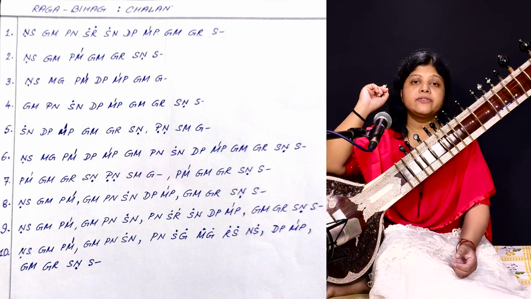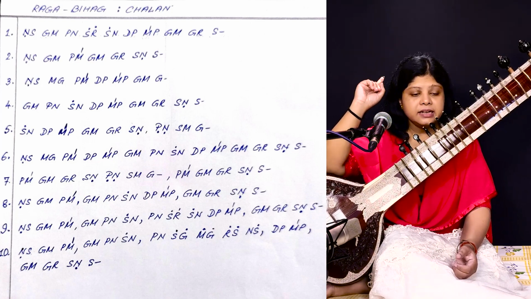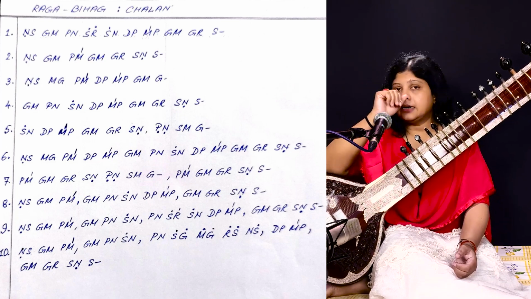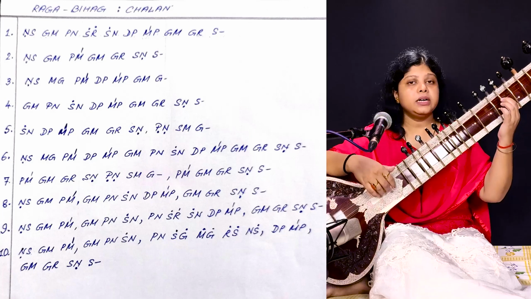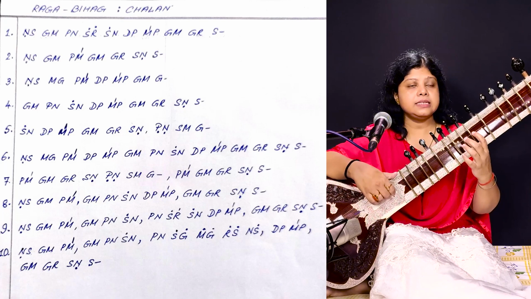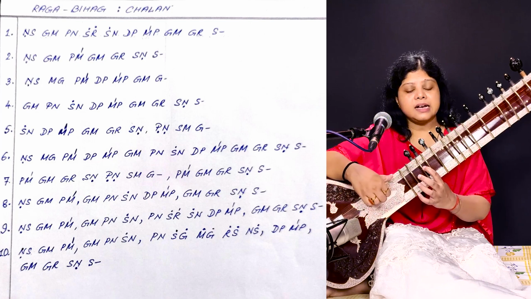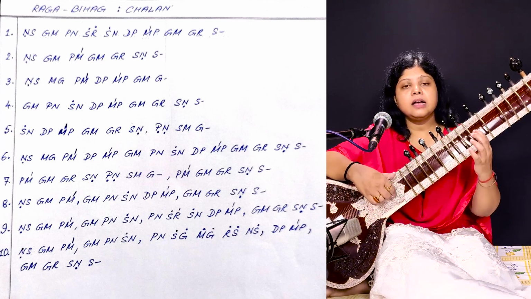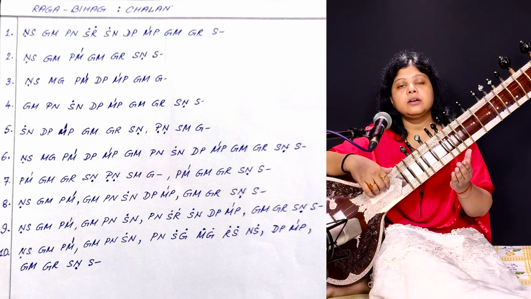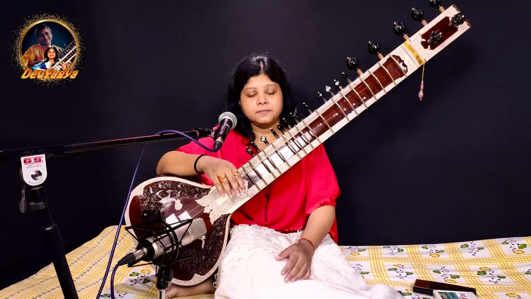So starting with first Chalan, as you can see, it's Ni Sa, Ga Ma, Pa Ni, Sa Re, Sa Ni, Dha Pa, Ma Pa, Teevra Ma, Ga Ma, Ga Re, Sa. So Ni Sa is lower Ni, underneath you can see the dot. Ni Sa Ga Ma, Pa Ni Sa Re, Sa Ni Dha Pa Ma Pa, Ga Ma Ga Re Sa. These Chalan you can also use as Taan and Toda when you will play this Gat along with Tabla.